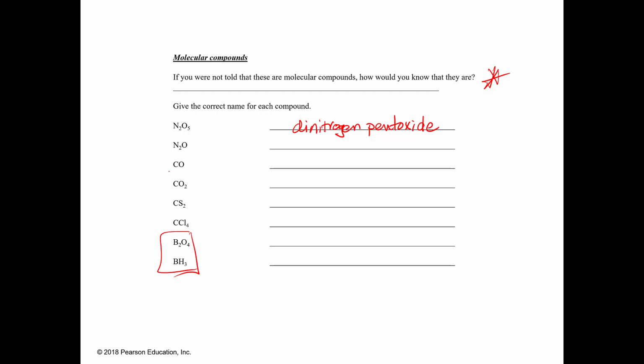Remember, you don't have to do the mono at the beginning, right? You only have to do the mono if it's inside. So I don't have to put monocarbon, right? I just have to say carbon. But since I only have one oxygen, I do have to say monoxide. Carbon monoxide, okay? All right, and that's it for part 6. So you should be able to go now and do some really great practice using that handout that I gave you.